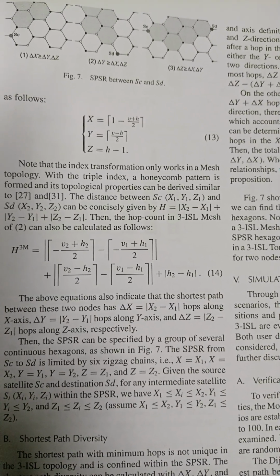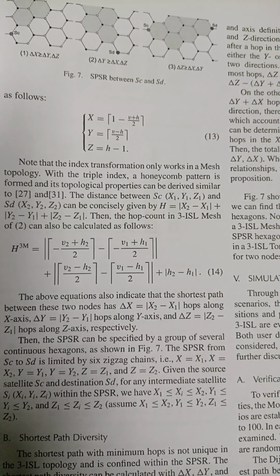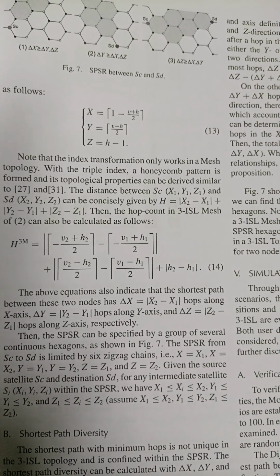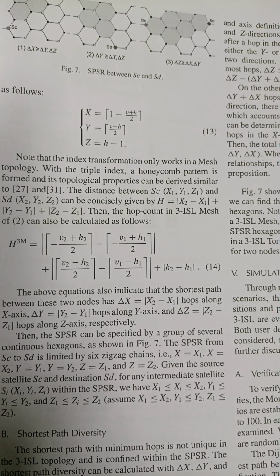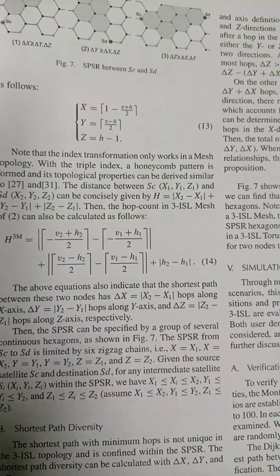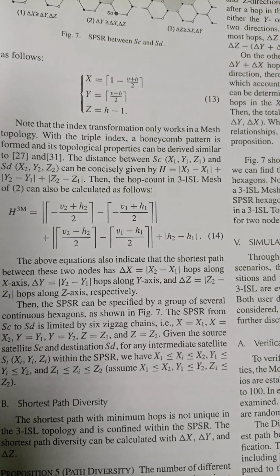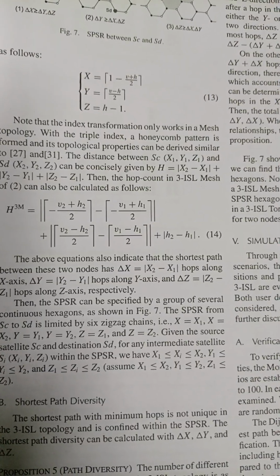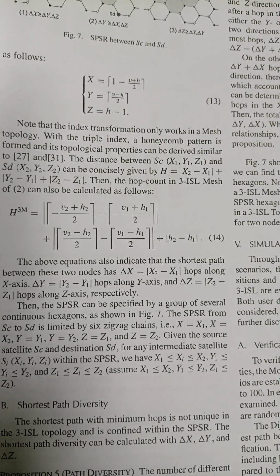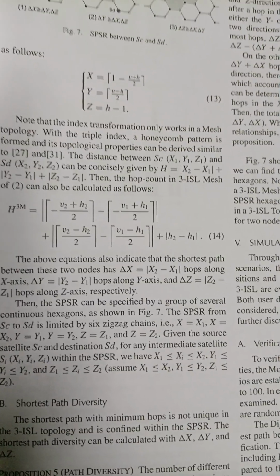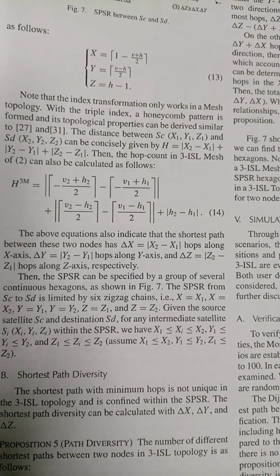Then the SPSR can be specified by a group of several continuous hexagons. The SPSR is limited by 6 zigzag chains given the source satellite and the destination satellite. This holds for any intermediate satellite within the SPSR, between source and destination.